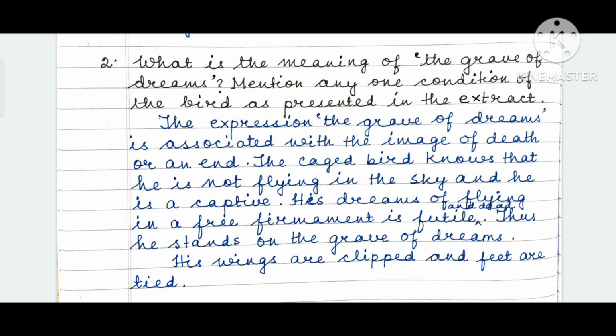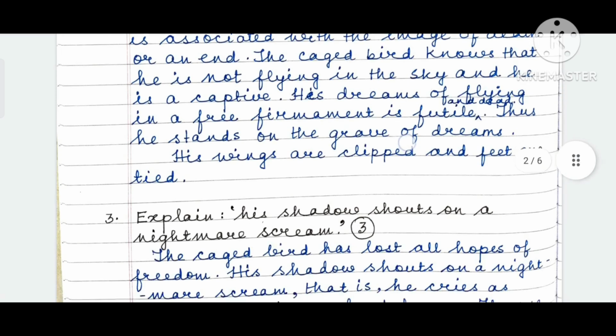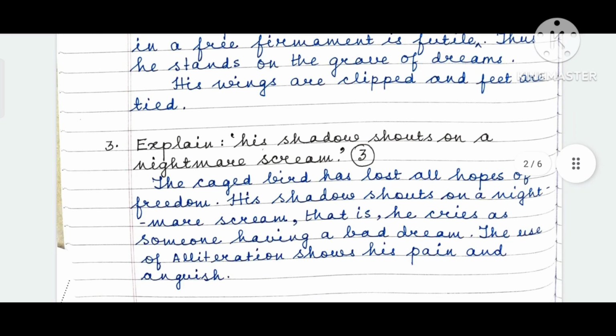Now, the next subpart. Mention any one condition of the bird as presented in the extract. His wings are clipped and feet are tied. Just one condition, any one condition of your choice. Question number 3, again carrying 3 marks.